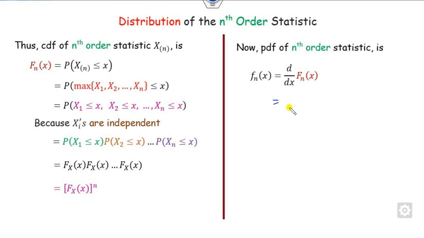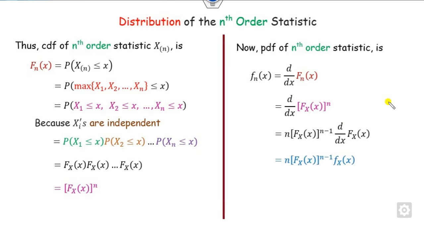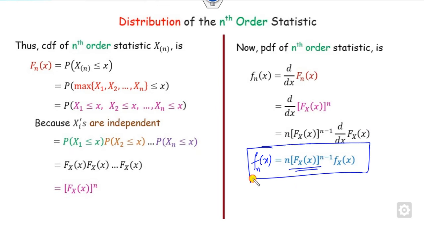What is the derivative of this? If you take the first derivative of this, it gives n times F to the power n minus 1, times the derivative of capital F. What is the value of that? This is nothing but my PDF of the random variable X. So I can write it like here. You must remember this is the PDF of the nth order statistic.